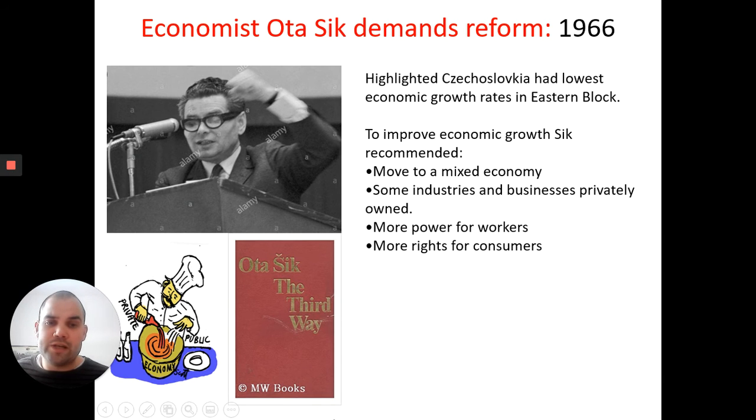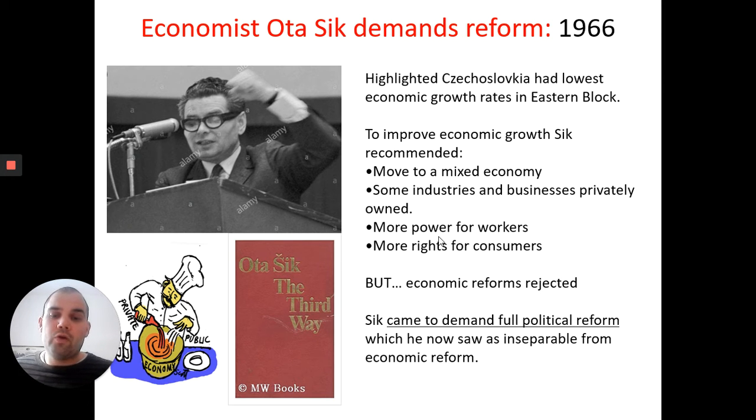And as well as having some industries and businesses privately owned, he called for workers to be given more power. So he called for free trade unions, and he also called for more rights for consumers. If people bought products that were of very poor quality or were dangerous, they would have the right to challenge the government and get refunds and demand better quality products. Okay, so he recommended these changes to try and improve the economy in Czechoslovakia.